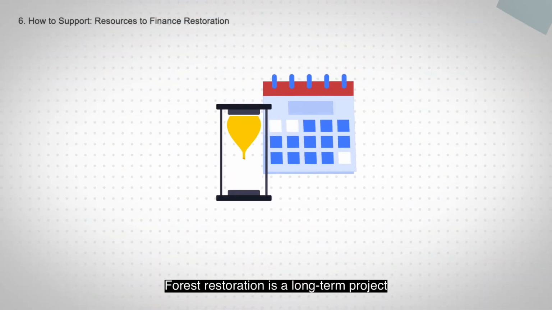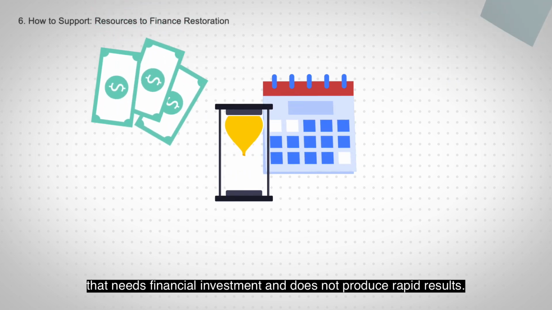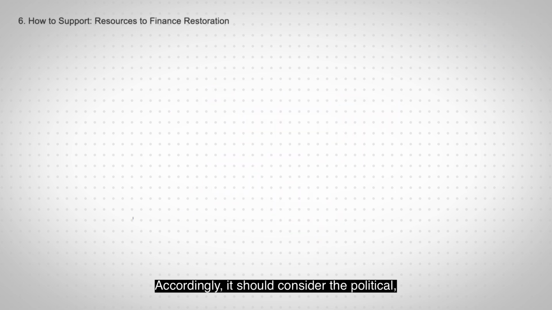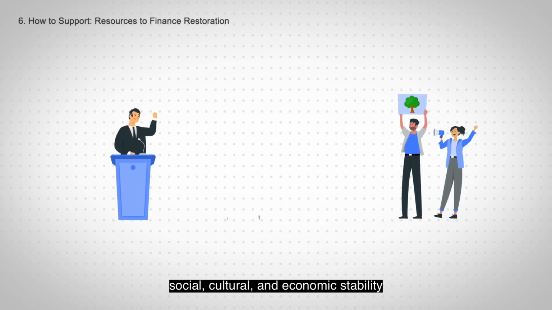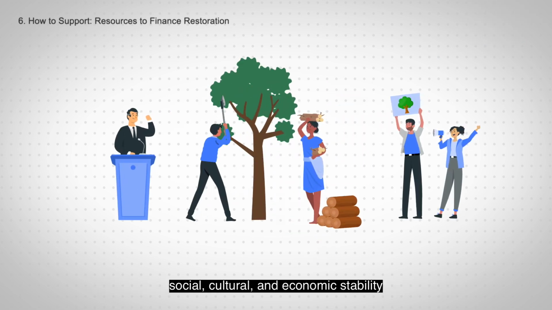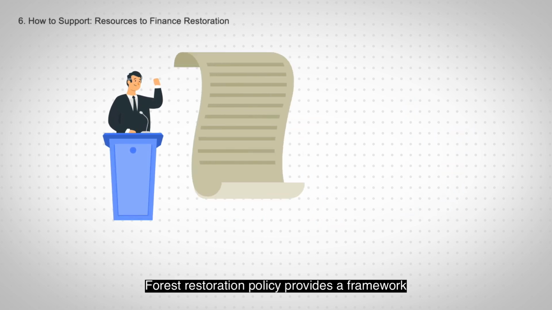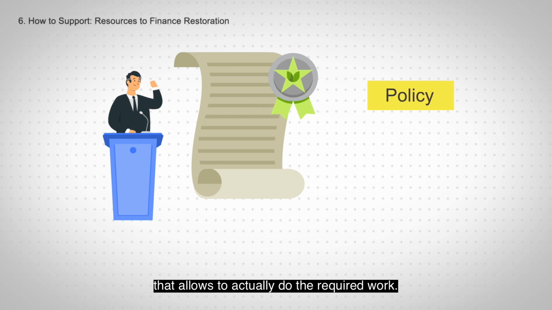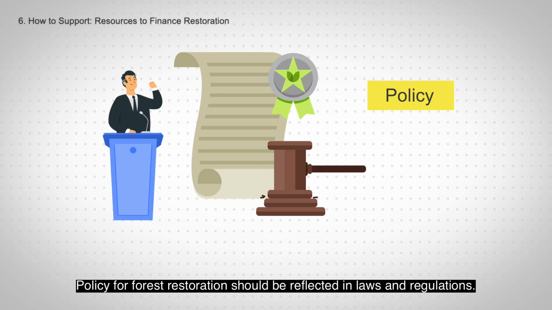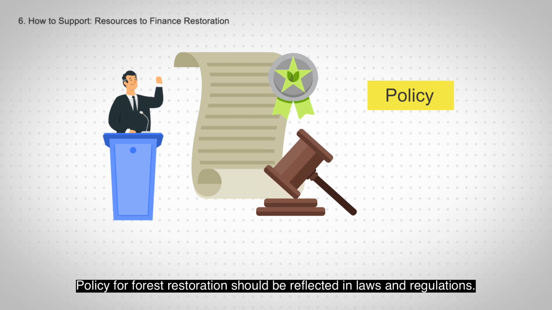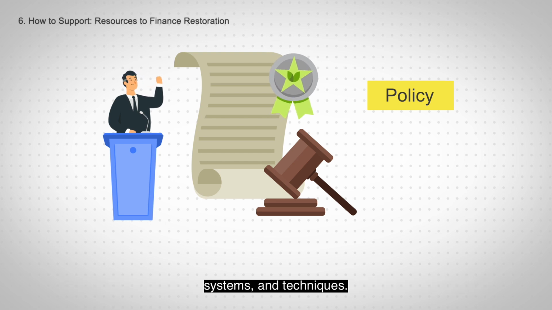Forest restoration is a long-term project that needs financial investment and does not produce rapid results. Accordingly, it should consider the political, social, cultural, and economic stability due to its long-term period. Forest restoration policy provides a framework that allows us to actually do the required work. Policy for forest restoration should be reflected in laws and regulations. Policies should support the development of forest restoration infrastructures, systems, and techniques.